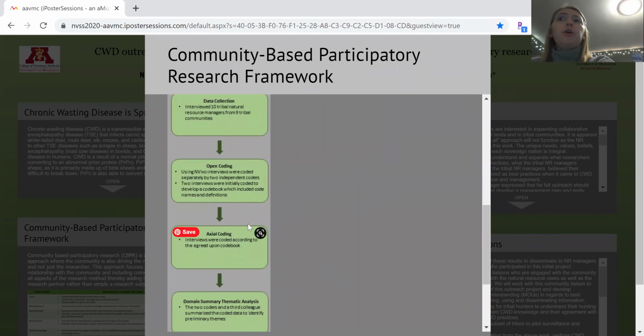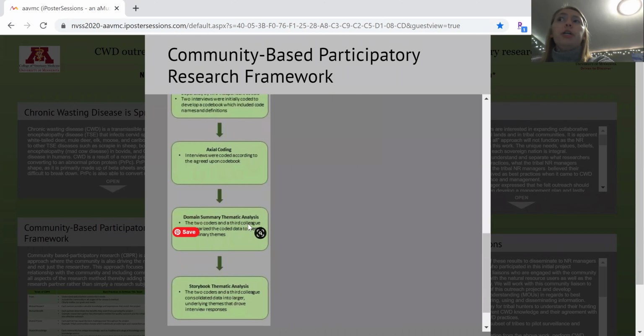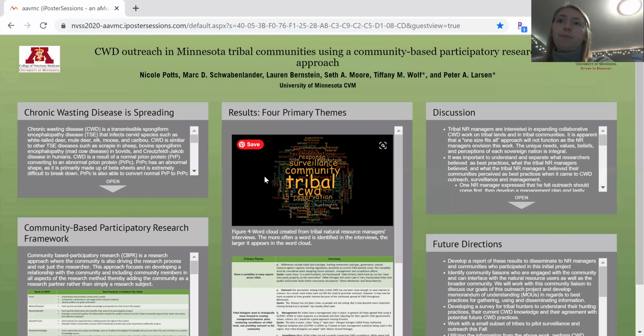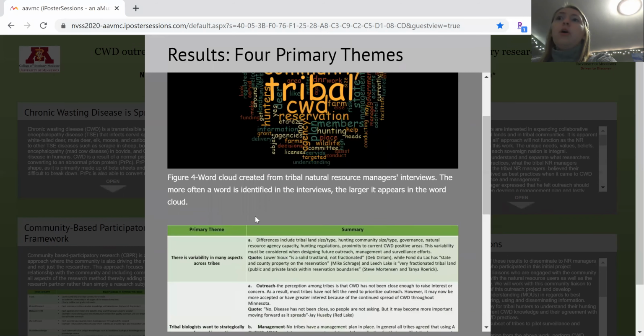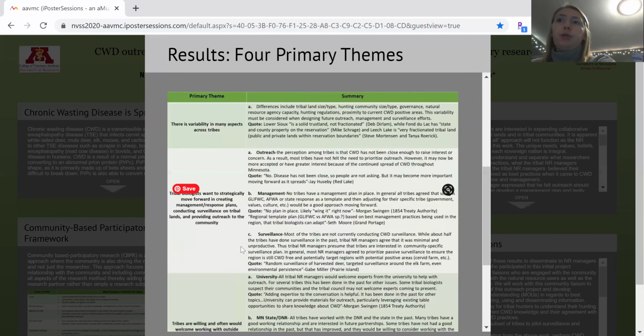Using 2 independent coders to reduce bias, we then coded these interviews based on an agreed upon codebook. From these transcripts, we then identified primary themes that were present in the data. As you can see from this word cloud, it identifies some of the key words that we found in our interviews and the transcripts of our interviews. We also identified 4 primary themes from the data as shown in Table 2.